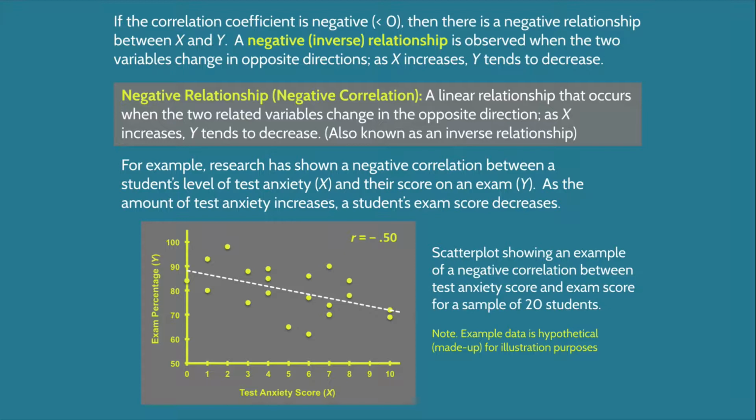If the correlation coefficient is negative, then there is a negative relationship between X and Y. In a negative or inverse relationship between variables, the two variables change in opposite directions. As X increases, Y tends to decrease. For example, there is a negative correlation between a student's level of test anxiety and their score on an exam. As the amount of test anxiety increases, a student's exam score decreases.